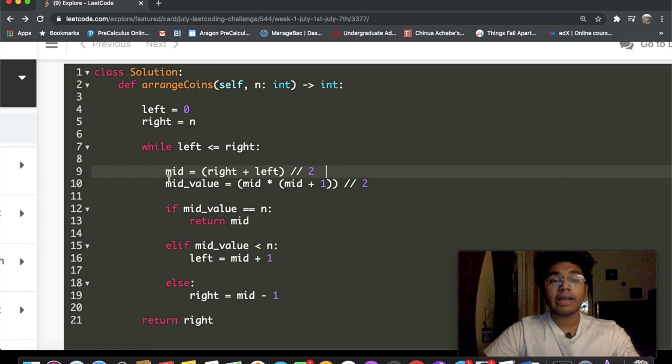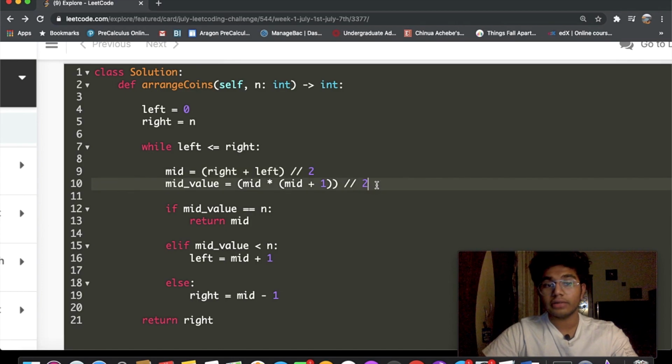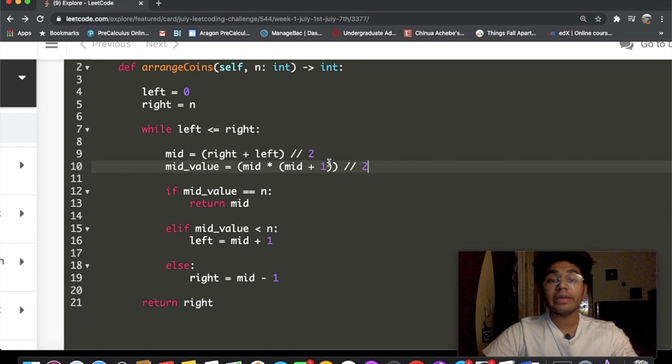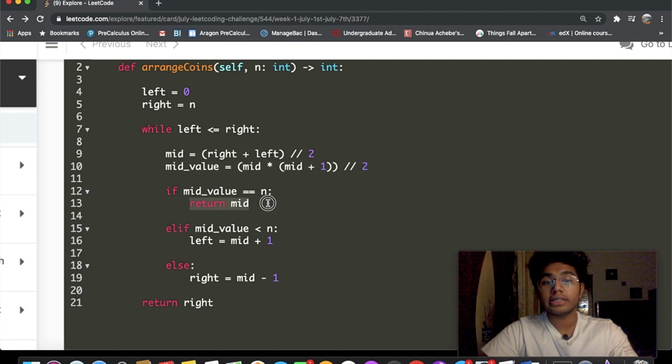Now we need to find out, so mid is going to give us how many rows there are. So let's say we got a mid value of 2. Now we need to know how many coins are needed to completely fill 2 rows. So we're going to put it in the function which we came up with. So mid into mid plus 1 divided by 2, and we get a whole number. So now if this value is equal to n, that means that those are the amount of rows that we can have to completely fill out all the coins. So then we're going to return that value.